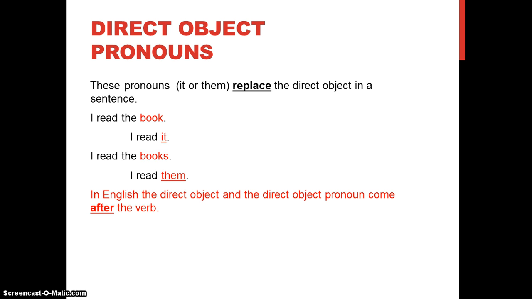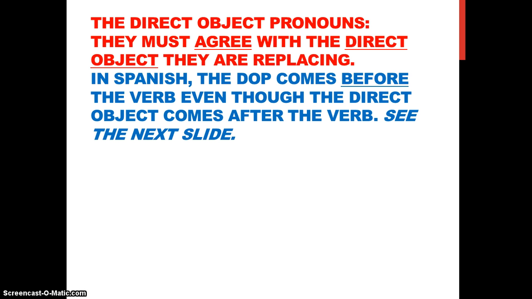Now in English, the direct object and the direct object pronoun come after the verb. Notice that's not going to be the case in Spanish. Okay, now let's turn our Spanish brains on and let's talk about direct object pronouns in Spanish. Now, they must agree with the direct object they are replacing. So if it's the homework, la tarea, then we are going to replace it with la. If we want to say the chairs, las sillas, we will replace with las.